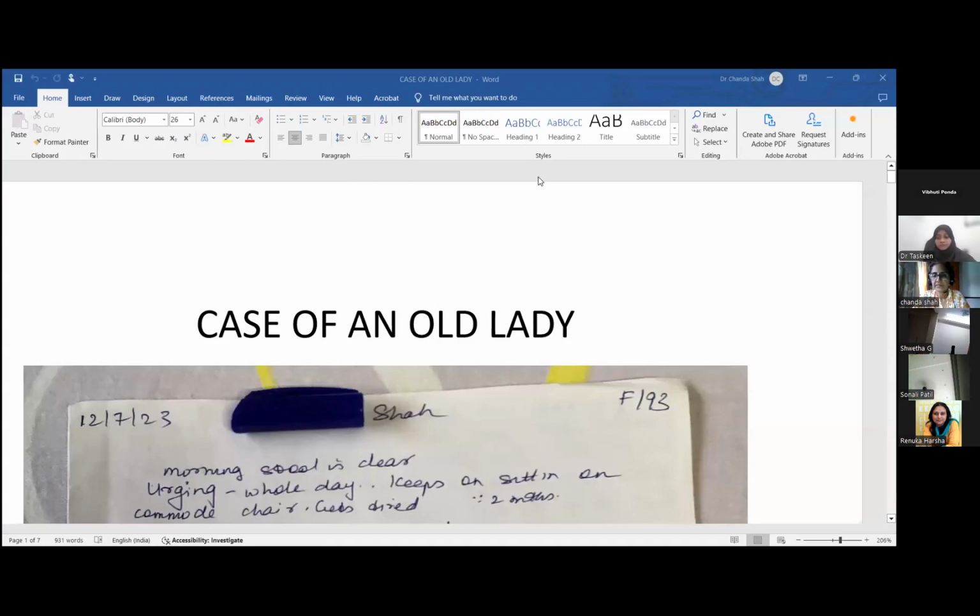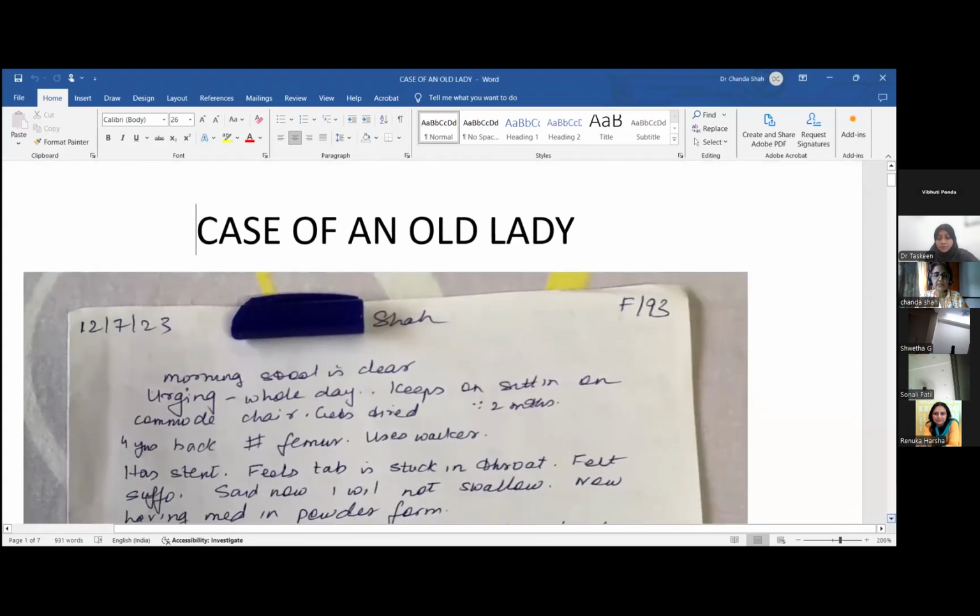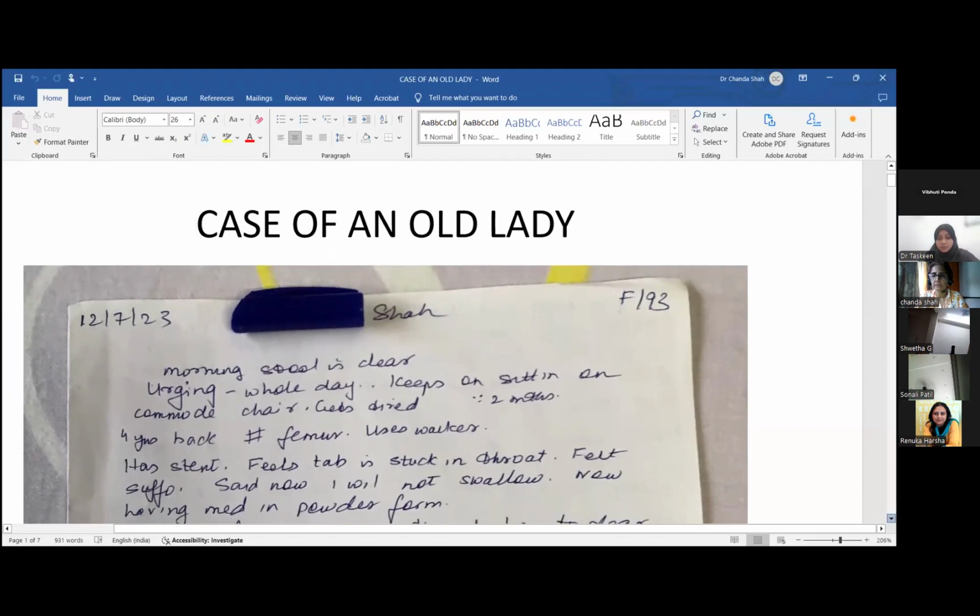this patient I have never seen till now. Okay, so this is one homeopathic colleague. She called me up and she told me, "Can you treat my mother? She's 93 years old." I said, "Okay, let me try." Okay, so she came to my clinic. Oh, this is on 12th of July 23, about a year back.